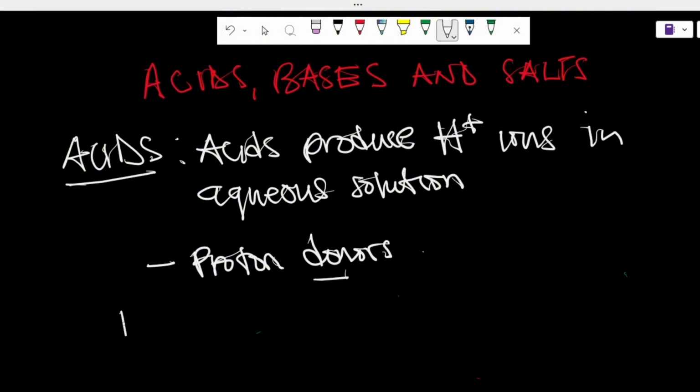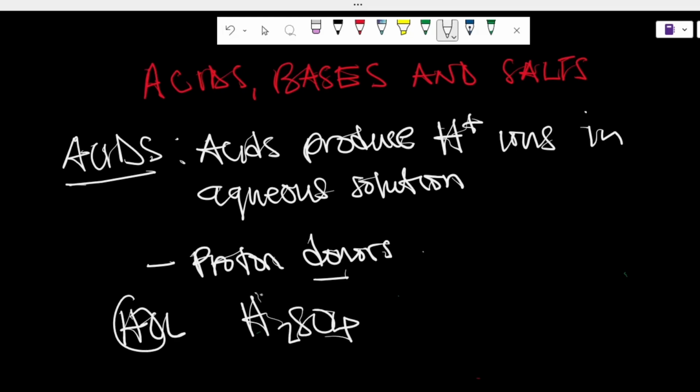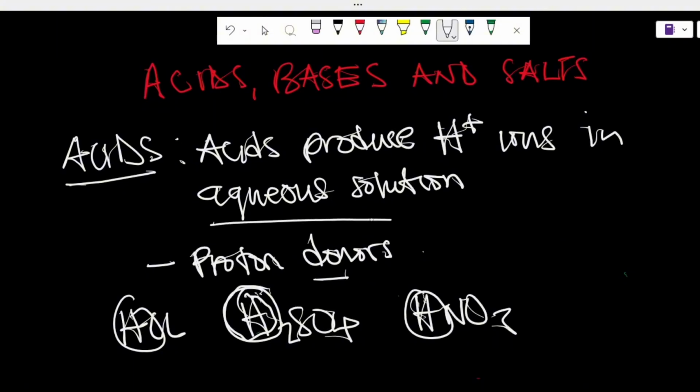So you can have examples like hydrochloric acid. Notice that it has H, and you can talk about sulfuric acid, and it also has hydrogen ions. Or you can talk about nitric acid with an H there. So these substances called acids, because of the hydrogen with them, usually when they are in aqueous solution, they try to produce these hydrogen ions or perhaps donate them to some other substances.